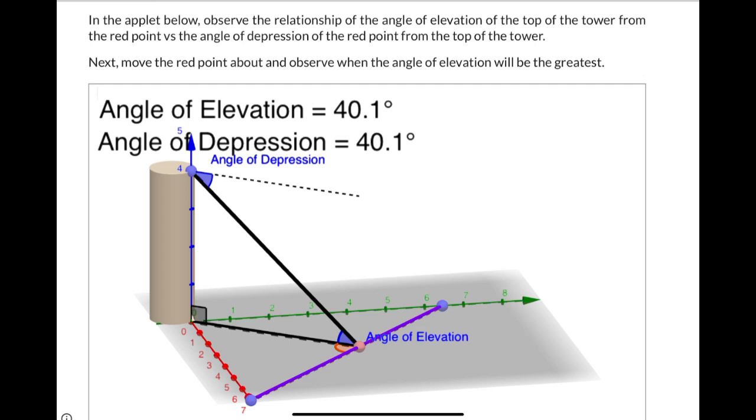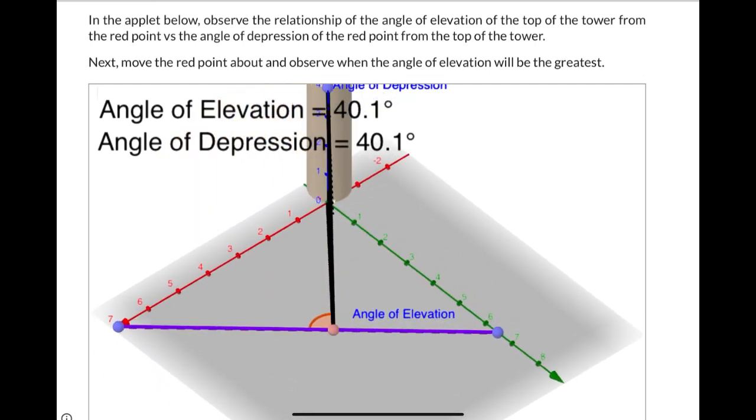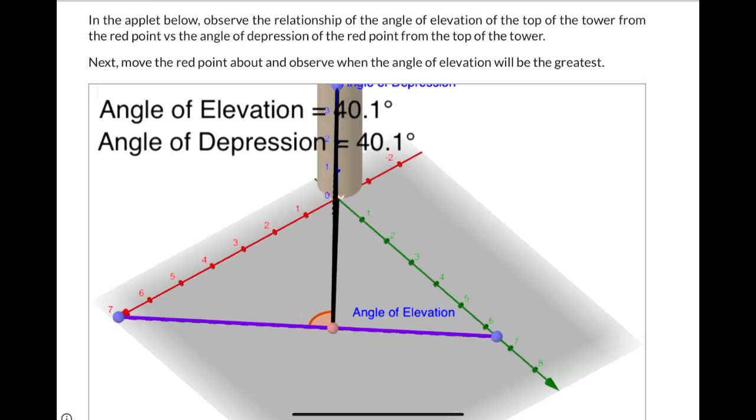Now, unfortunately, in this applet, I am not able to show you what the angle of the orange angle there is. But let me show you from a different perspective. Let me move this applet and show you. Okay, let me stop here.